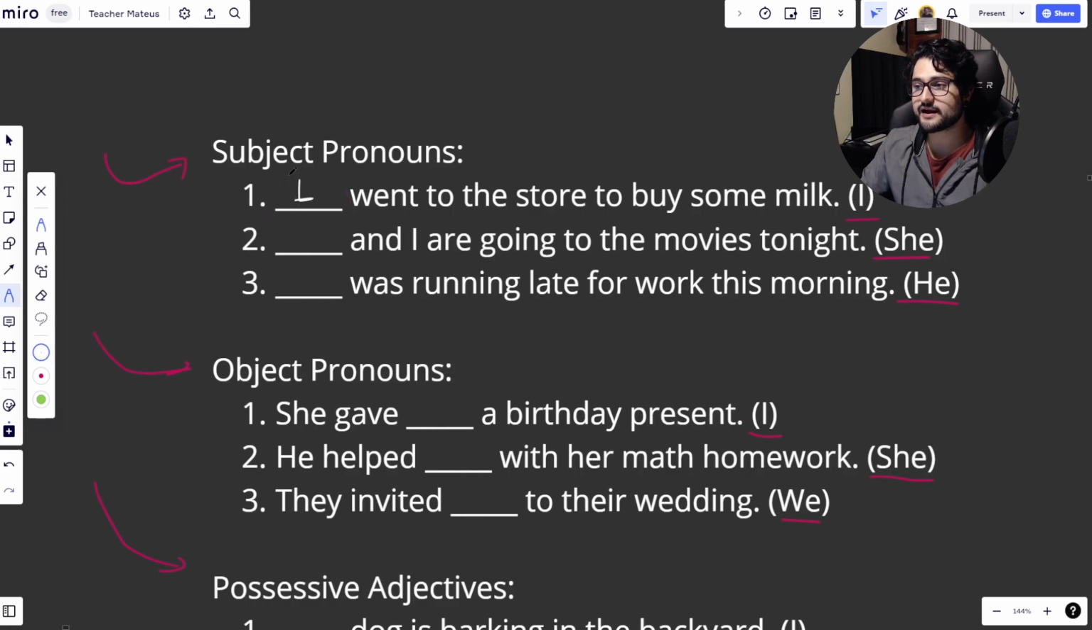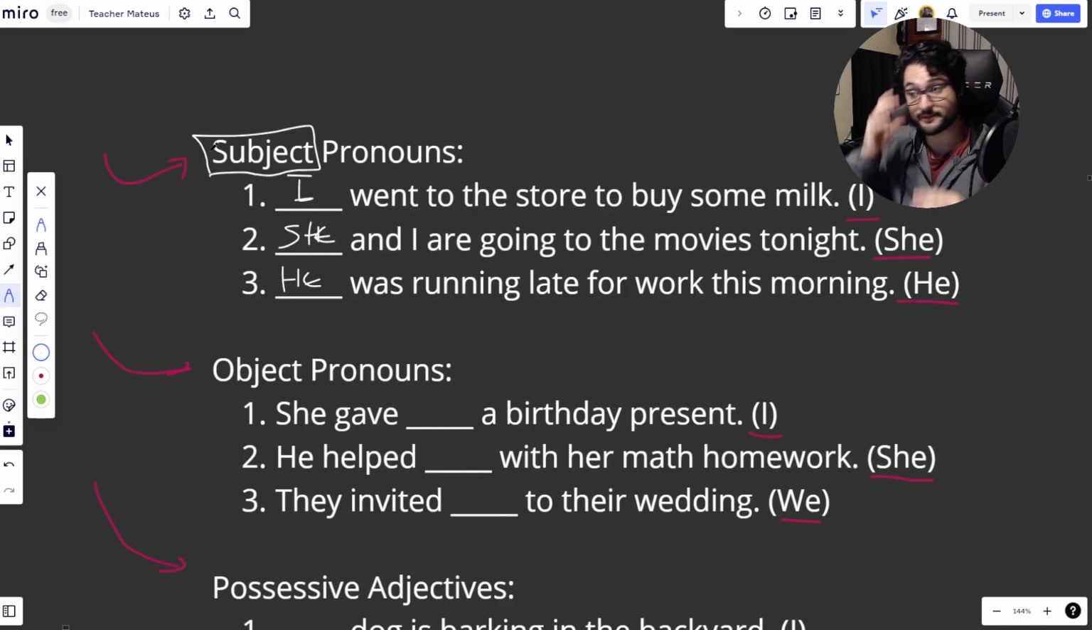There it is. I went to the store to buy some milk. She and I are going to the movies tonight. She and I. He was running late for work this morning. So I just repeat the same pronouns because, of course, this is the subject. It's the base, the foundation.